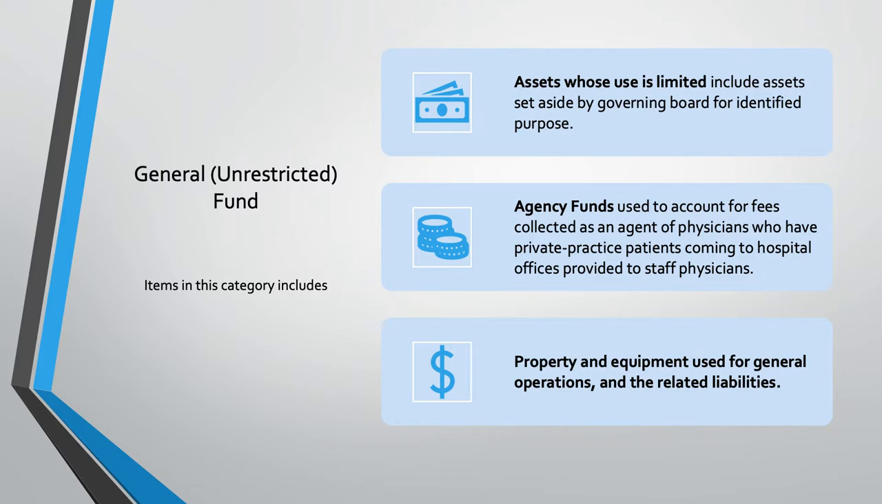So items in this category include assets whose use is limited, including assets set aside by the governing board for an identified purpose, and agency funds, which are used to account for fees collected as an agent of physicians who have private practice patients coming to hospital offices provided to staff physicians. Okay, and property and equipment used for general operations and related activities.